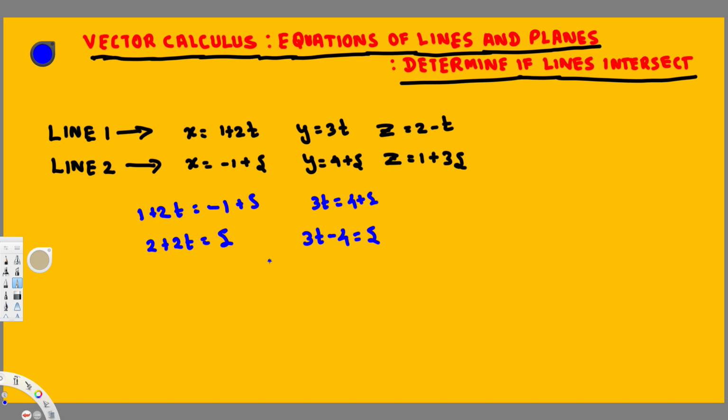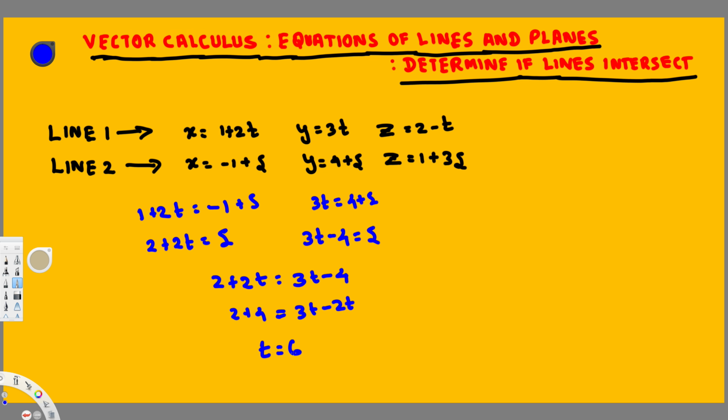Now from this one we can solve for s and t. We can find out s and t since we have two equations. Now let's go ahead and find that. To find that, we can equate these two equations. So here, 2 plus 2t is equal to 3t minus 4. From this one we can solve for t, and if you rearrange this, it becomes 2 plus 4 is equal to 3t minus 2t, and therefore t is going to be equal to 6. Now we have found t.